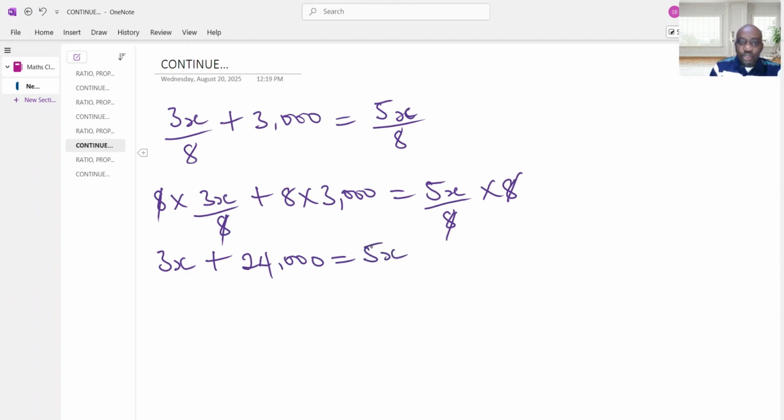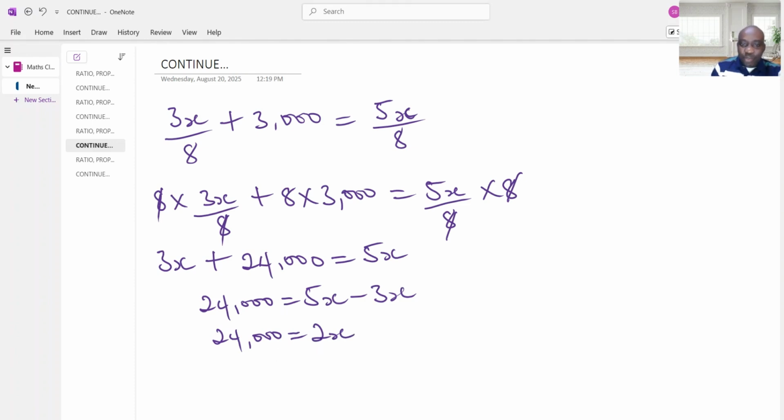The next thing we are going to do is collect like terms. 24,000 equals 5x minus 3x. When the 3x jumps across the equals sign, it changes to minus. There's nothing in front of the 3x, which means there's an invisible plus there. If we don't see anything, by the time it jumps across the equals sign, it will change to minus. So 24,000 equals 5x minus 3x, which gives us 2x.